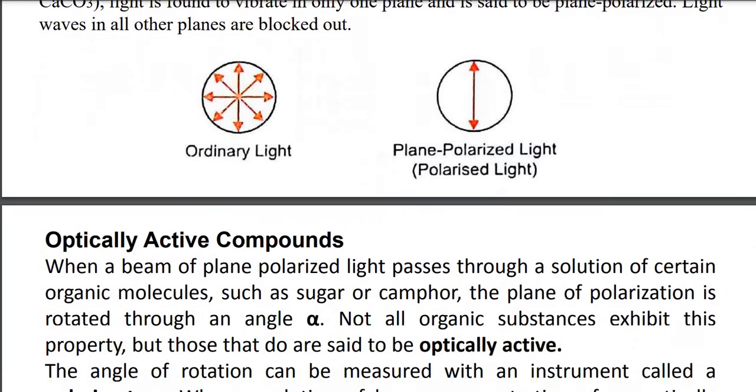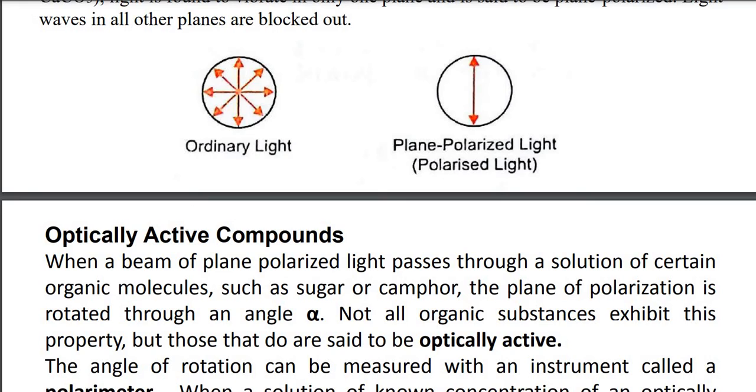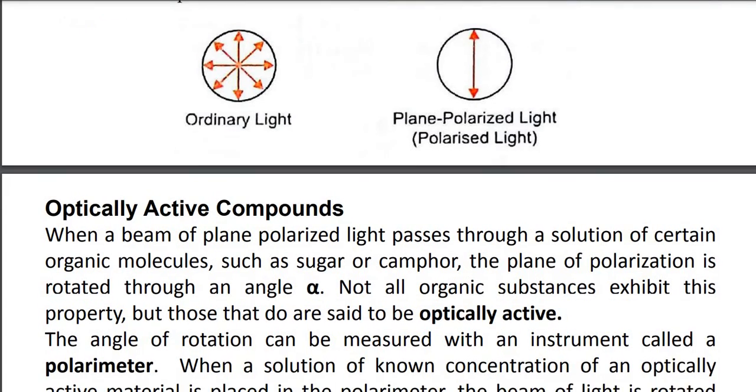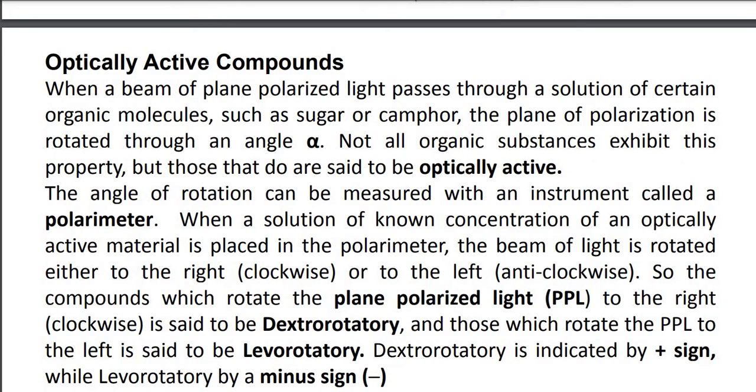Now you can see ordinary light and plane polarized light and see the differences. Now, optically active compounds. When a beam of plane polarized light passes through a solution of certain organic molecules such as sugar or camphor, the plane of polarization is rotated through an angle alpha. Not all organic substances exhibit this property, but those that do are said to be optically active. The angle of rotation can be measured with an instrument called a polarimeter.